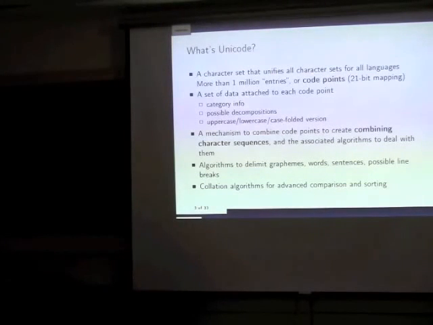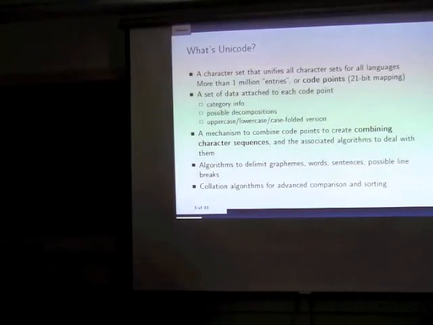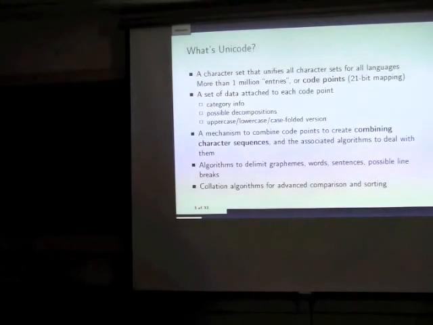And then you have another distinction, which is a grapheme. Grapheme is really the real character abstraction. This is the character as the user will see it. And so Unicode provides algorithms to delimit these graphemes, words, and sentences.